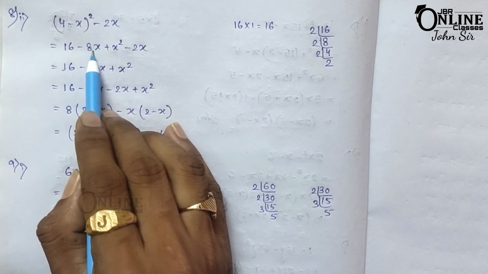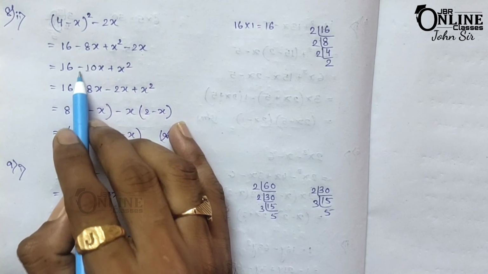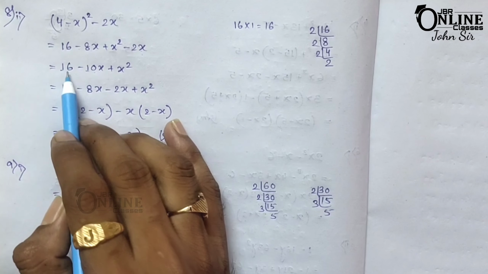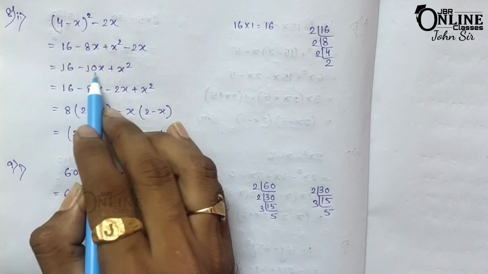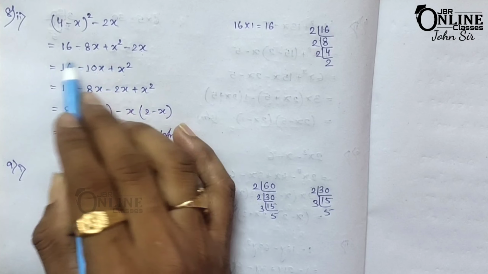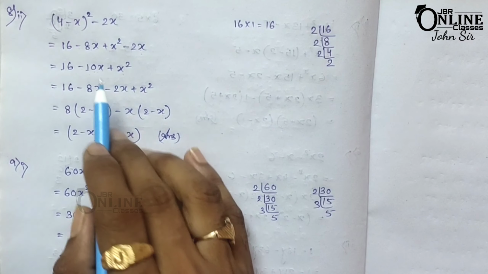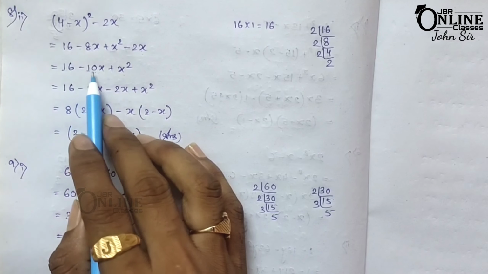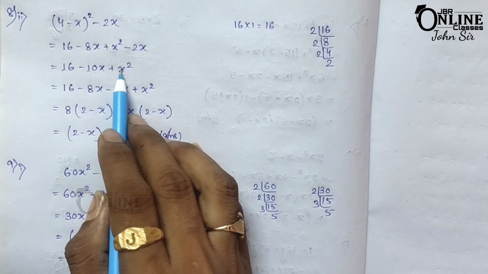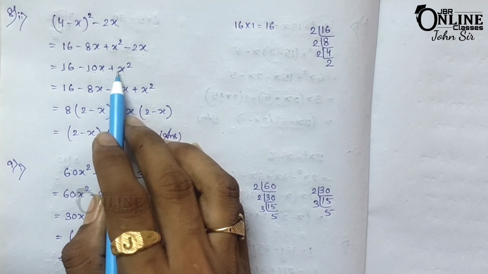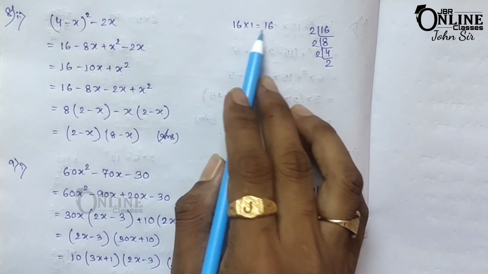Now here minus 8x minus 2x will be minus 10x. So the final expression will be 16 minus 10x plus x square. Now again you have to use the method of middle term factorization. As here the coefficient of x square is 1, so 1 into 16 becomes 16.